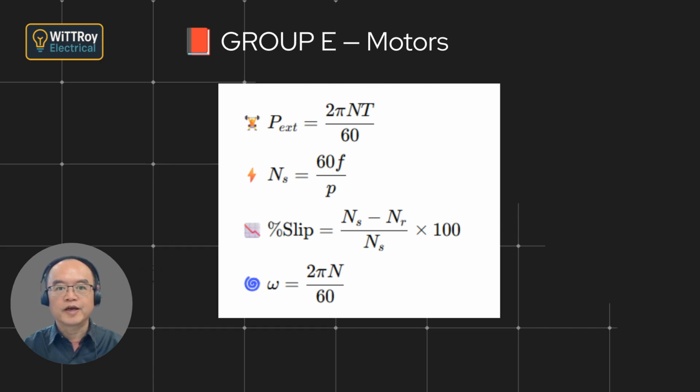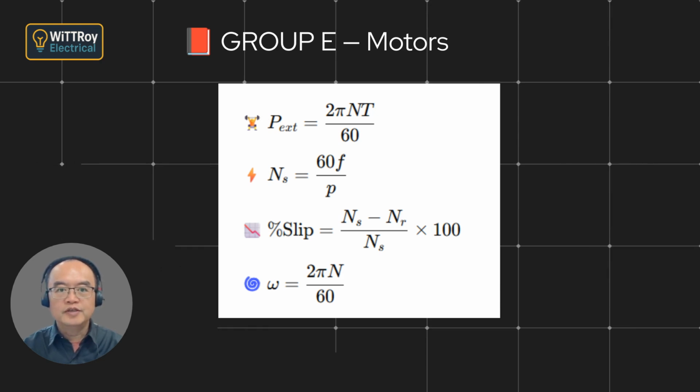The formula is P equals 2 pi N T divided by 60. This formula calculates the mechanical output power of the motor. N means speed in revolutions per minute. T means torque in Newton meters. Repeat, P equals 2 pi N T over 60.